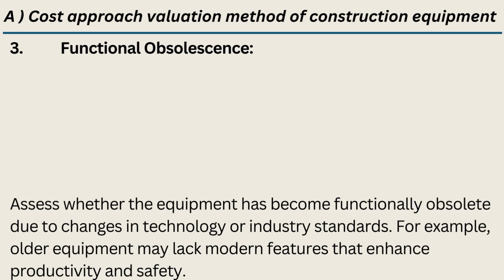3. Functional obsolescence. Assess whether the equipment has become functionally obsolete due to changes in technology or industry standards. For example, older equipment may lack modern features that enhance productivity and safety.